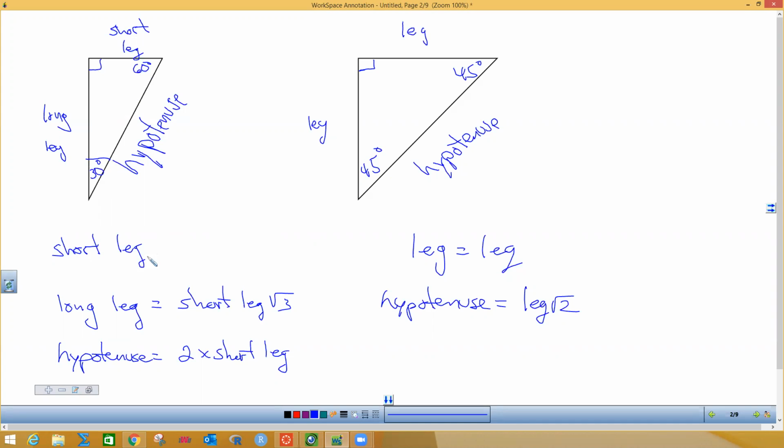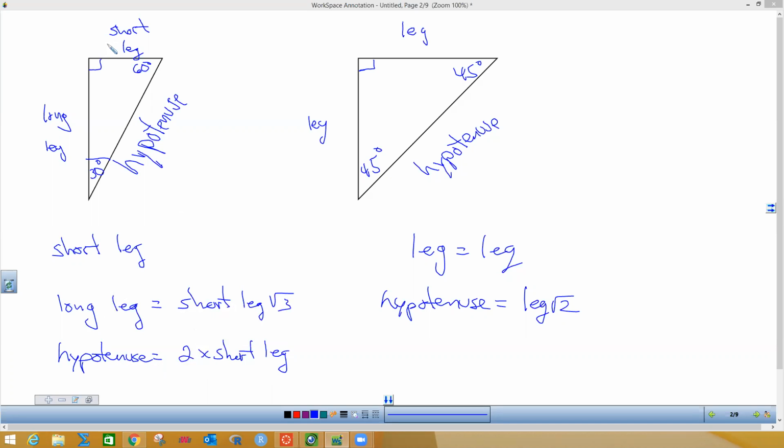So the short leg is the most important leg to get because the other 2 sides are based off the short leg. Whatever the short leg is, to get the long leg, you take the short leg times radical 3. Now, if you were given the long leg, then you would have to take the long leg and divide by radical 3, because you have to do the opposite to get the short leg. And the hypotenuse is always twice the short leg.